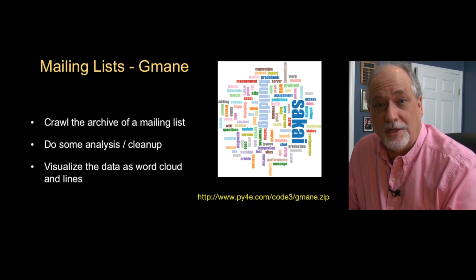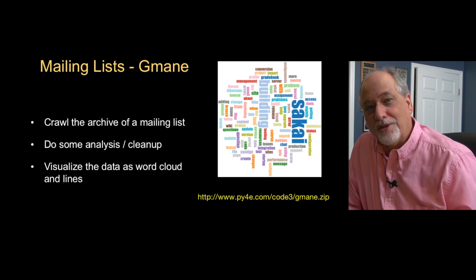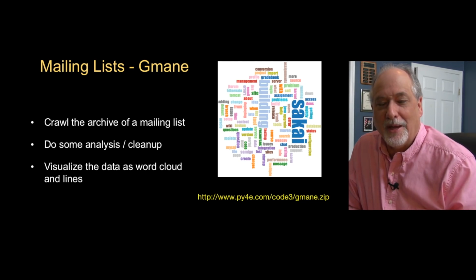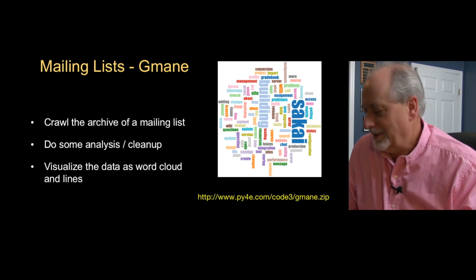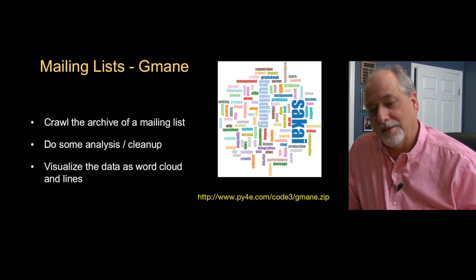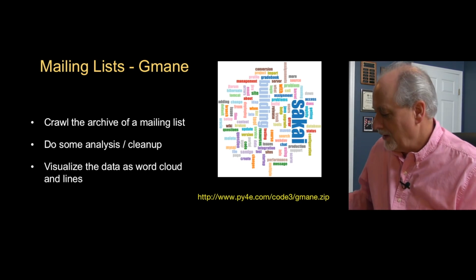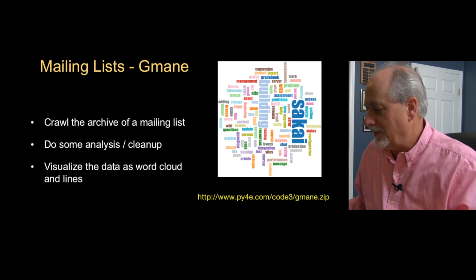The last visualization application that we're going to take a look at is mailing lists, and that's kind of ironic. We started with the mailing lists, and we're going to end with the mailing lists. The mailing lists, of course, are from my open source Sakai project, which I love and am very proud of. And so what we're going to do is crawl the archive of a mailing list, and then we're going to do two visualizations. One is an activity visualization, and another is a word cloud.